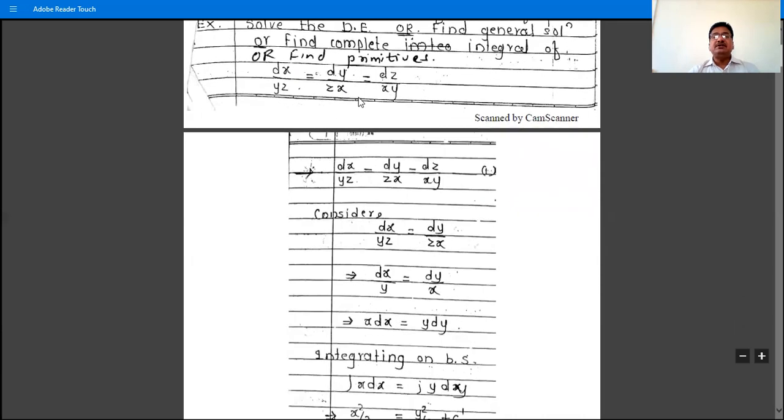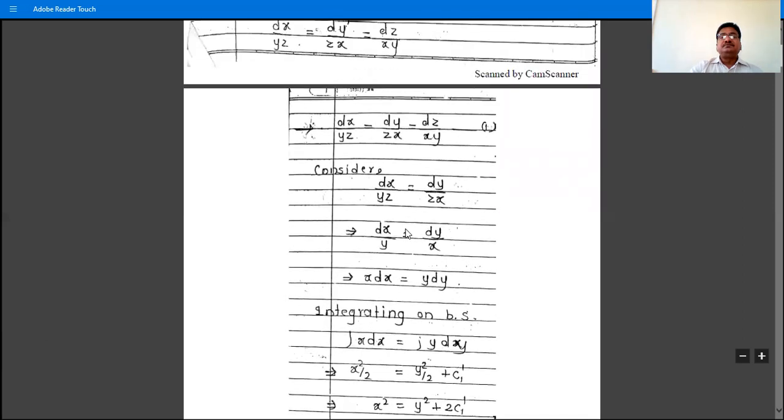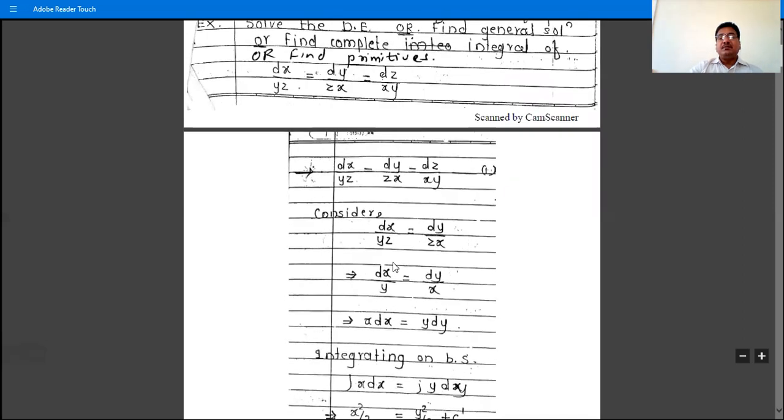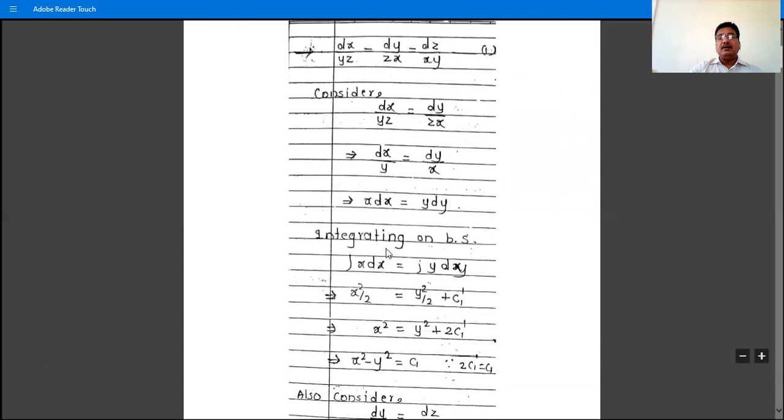So this is a differential equation of the type dx by p, dy by q, dz by r. Here p is yz, q is zx, and r is xy. Obviously p, q, r are functions of x, y, z. So consider the first two ratios, because after cancelling this z, we have dx by y, dy by x, which are two fractions in which the variable z is absent.